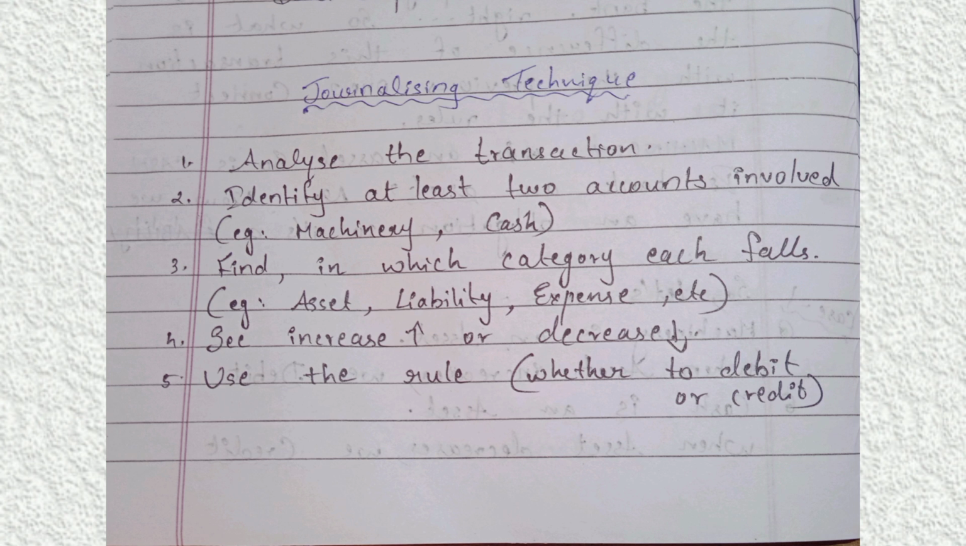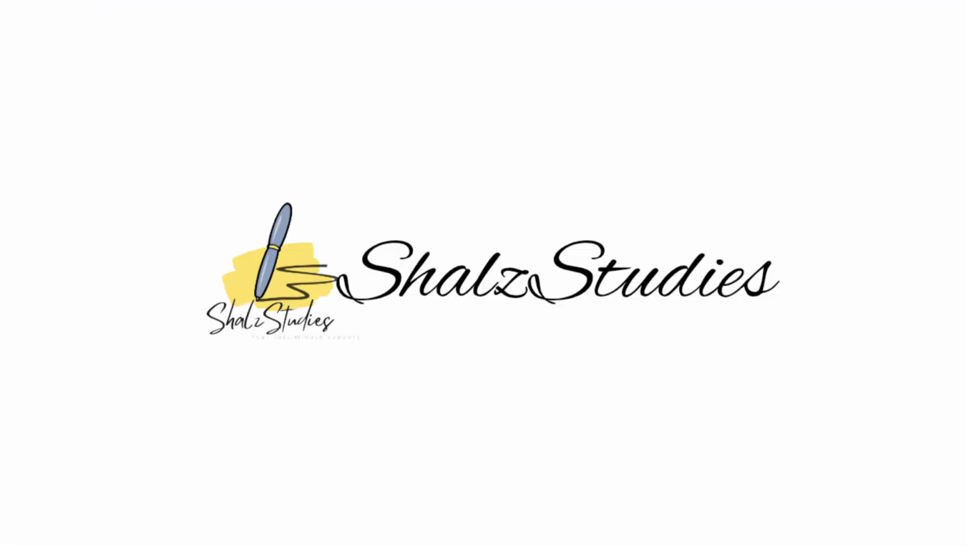Now, the fourth step: see whether each account is increasing or decreasing. Now the last step, use the rule. I had given you a table, right? Just go to it and check whether it will be debited or credited. So that's all for today's class. Thank you.